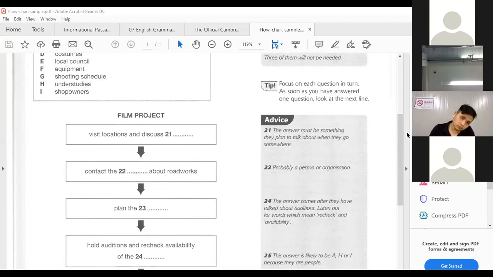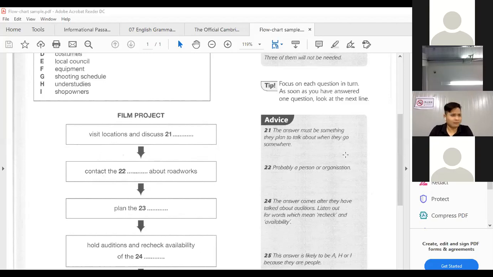Bong Kun. Do the toilet already. Wait. After 24, 5, 4. What's the answer? Wait. Furniture.